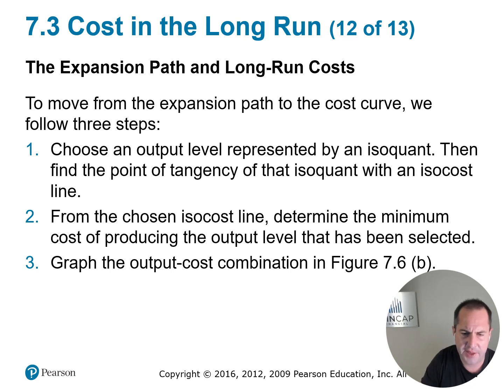The expansion path and long run costs. To move from the expansion path to the cost curve, we follow 3 steps. Choose an output level represented by an isoquant, then find the point of tangency of that isoquant and an isocost line. From the chosen isocost line, determine the minimum cost of producing the output level that has been selected. Graph the output-cost combination.